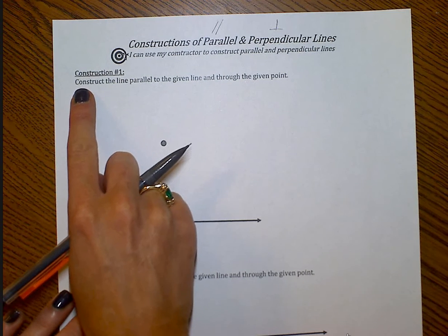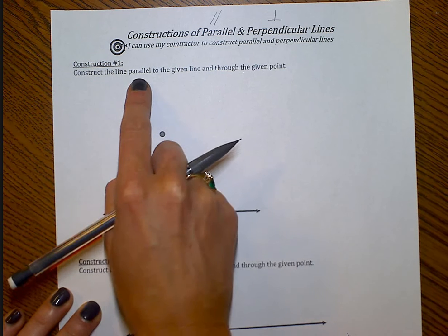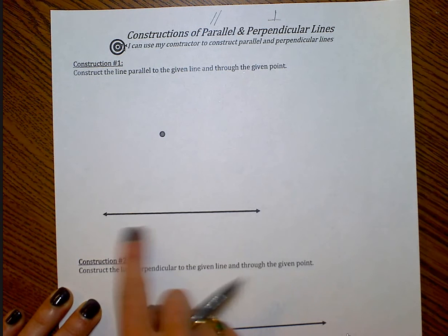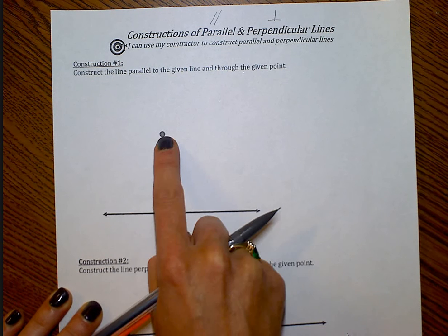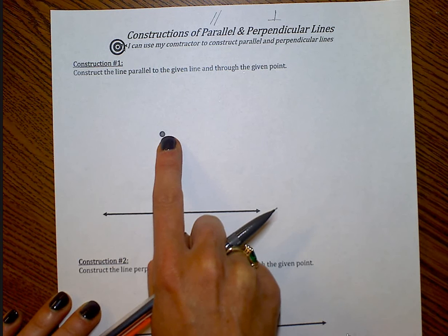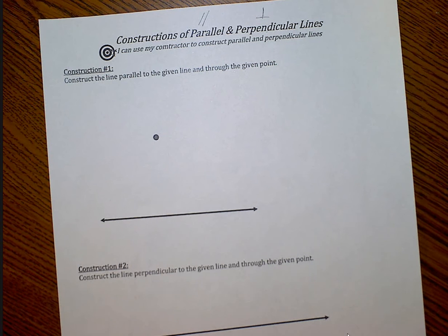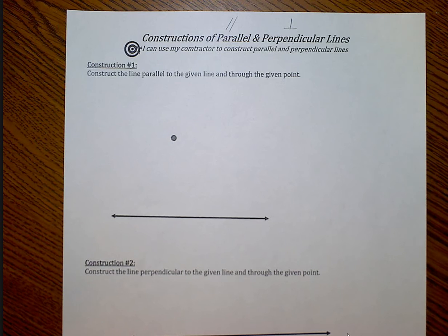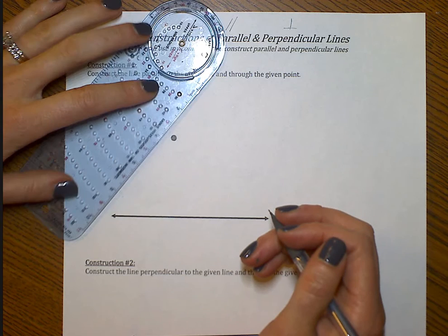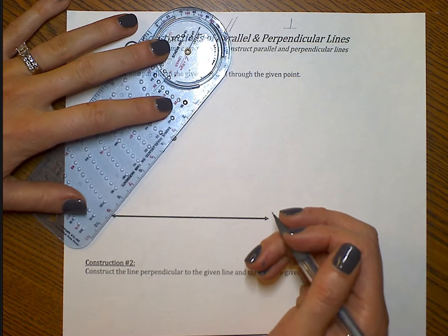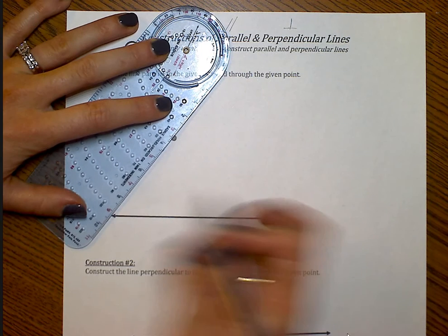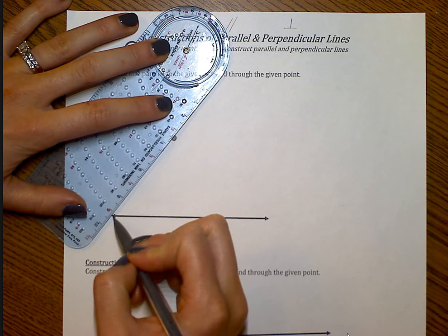Now, read your directions closely so you know which one you're doing. Construction number 1 says, construct the line that's parallel to the given line and goes through this point right here. I'm going to go through the process with you one time. If you need to review it, rewind, pause, whatever. The first thing you want to do is make a giant angle out of this thing. So I'm going to connect the end of the arrow here through the point.